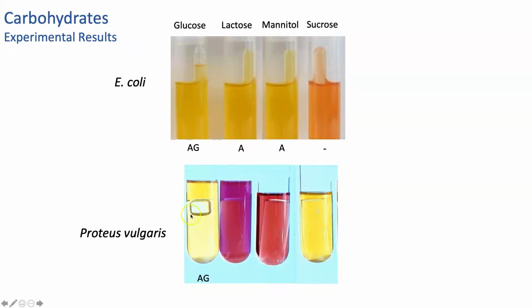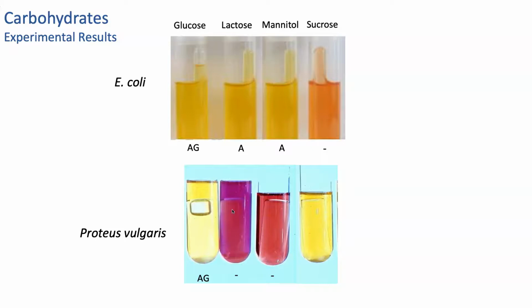Remember that phenol red will turn pink under alkaline conditions. Are we looking for alkaline conditions? No. So therefore, it is a negative reaction. Mannitol fermentation, did that happen? No, it is also negative. And finally, for sucrose, our results are A for acid.